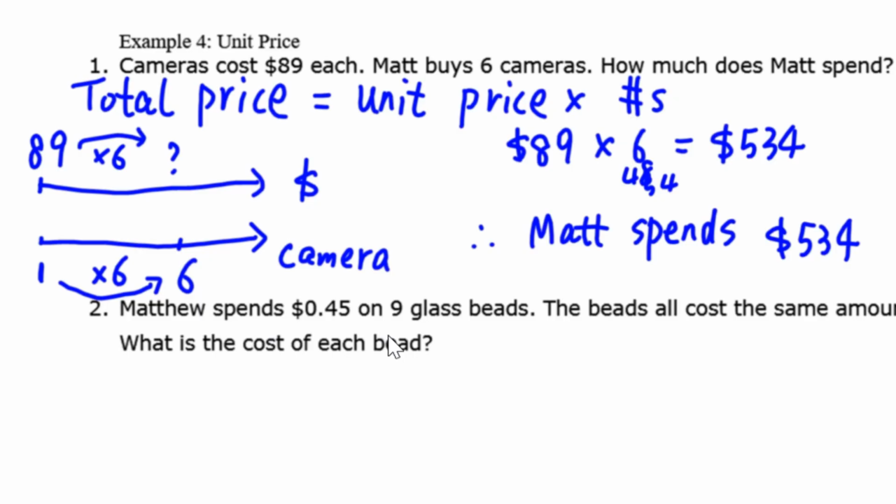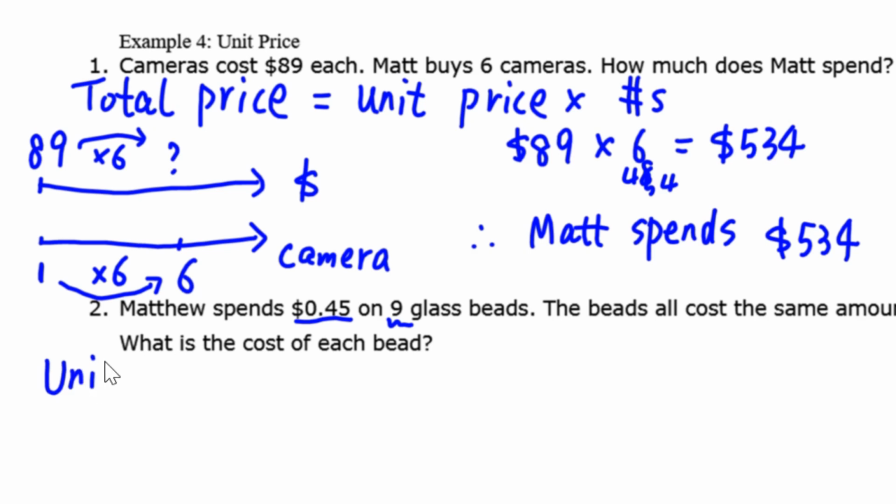And the next one is Matthew spends $0.45 on 9 glass beads. The beads all cost the same amount. What's the cost of each bead? Now this one is the total price. Then this is quantity. It asks you for unit price.